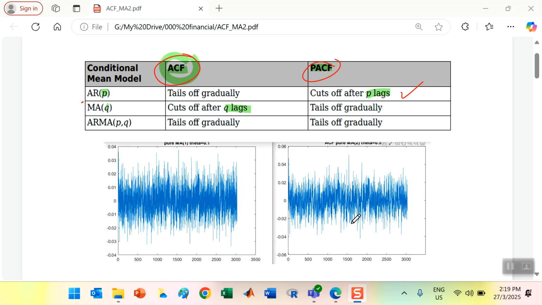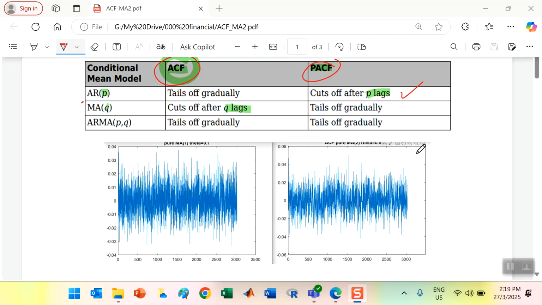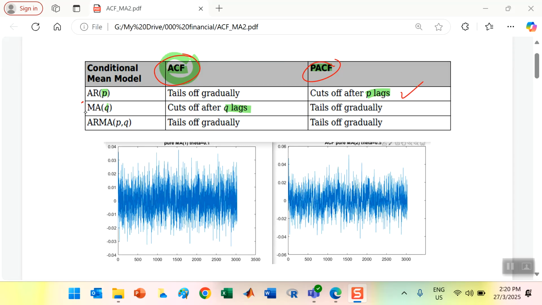So we're going to continue with the autocorrelation function for MA2 models. We have seen earlier that for MA models, if you're using the ACF to identify the order of a moving average of order Q, then you expect to see a cutoff after Q lags, and then the PACF will tail off gradually.